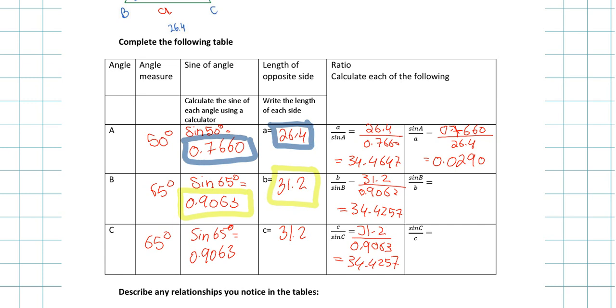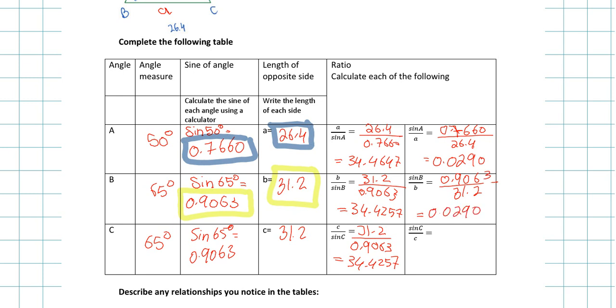Sine B over B, so I have 0.9062 over 31.2. What is that? 6.3. Oh, yeah. I don't know why I'm writing 2 here. So what do you get when you do that? 0.0290, and next one is 4.